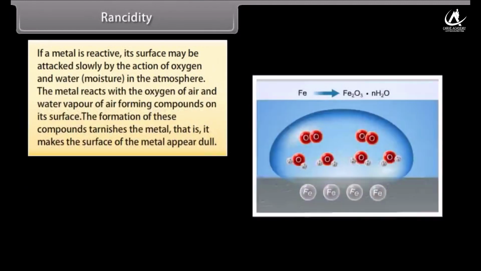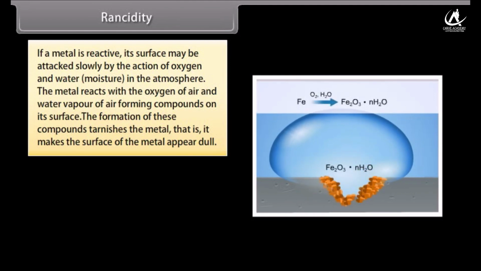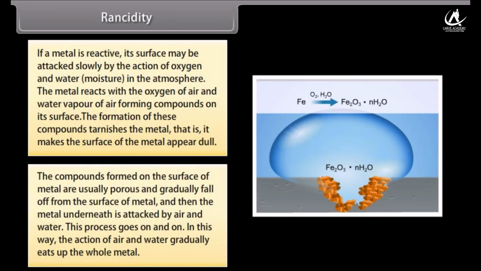If a metal is reactive, its surface may be attacked slowly by the action of oxygen and water in the atmosphere. The metal reacts with the oxygen of air and water vapor of air, forming compounds on its surface. The formation of these compounds tarnishes the metal, that is, it makes the surface of the metal appear dull. The compounds formed on the surface of metal are usually porous and gradually fall off from the surface of metal, and then the metal underneath is attacked by air and water. The process goes on and on.